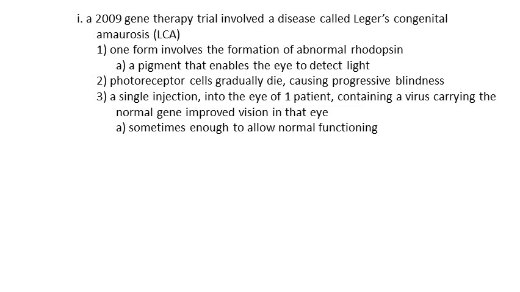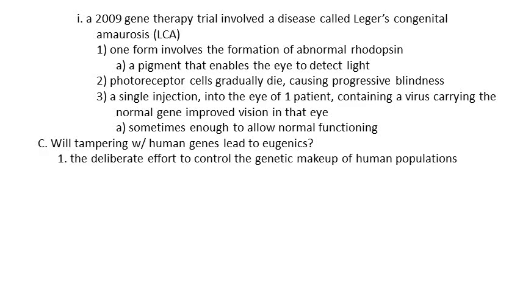Now, it worked to some degree where it did allow, in some cases, some normal functioning. So once again, another example of some early work with getting some normal genes into humans and fixing some of the diseases. Now the question that comes up is, well, is this a slippery slope? Will doing this kind of thing lead to eugenics, where you're trying to control the genetic makeup of human populations? And if that's the case, where would it end? What kinds of problems would be encountered, and how would we deal with those problems effectively?